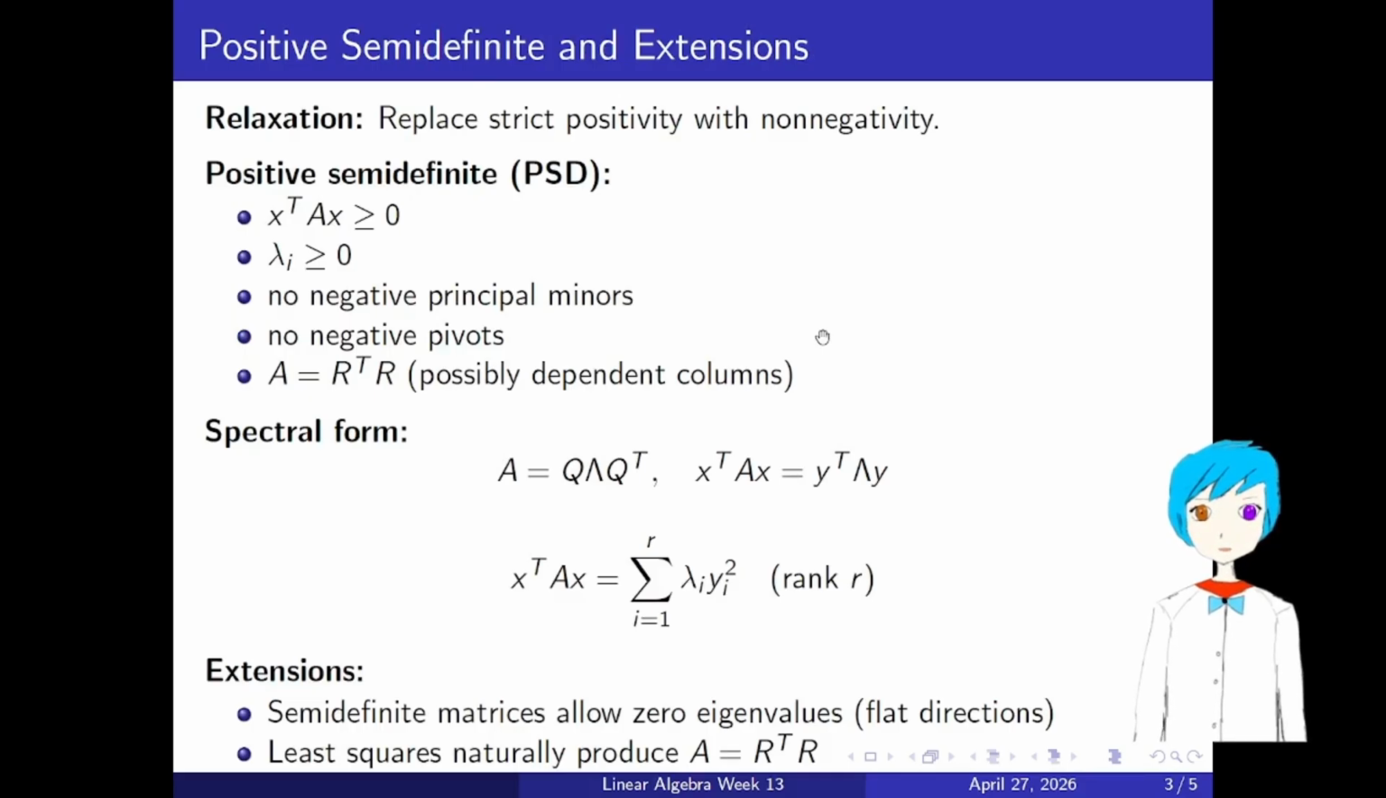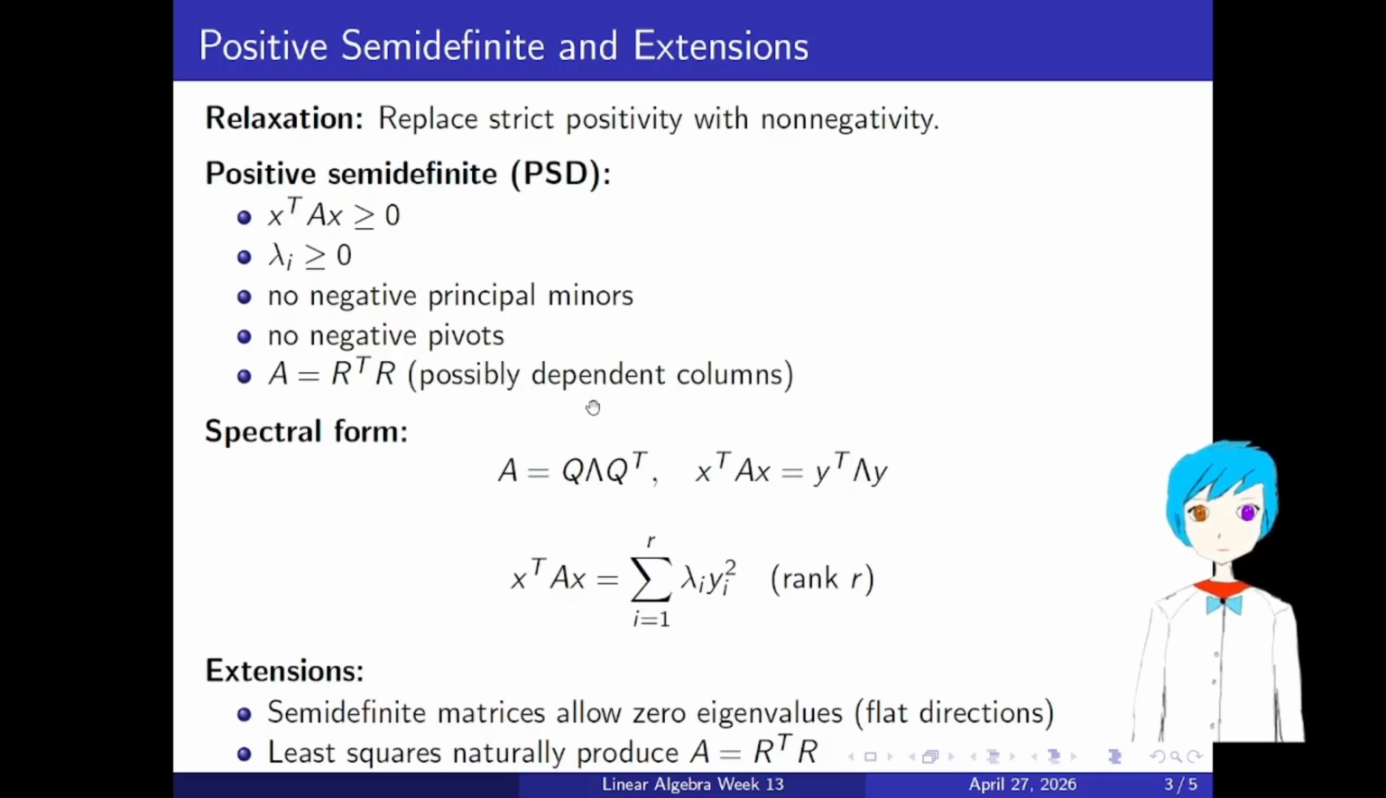Positive semi-definite matrices satisfy the condition such that x transpose Ax is non-negative. Equivalently, the matrix has non-negative eigenvalues, and the principal minors should not be negative. The pivots should also not be negative. A can be decomposed as R transpose R, with R having possibly dependent columns.